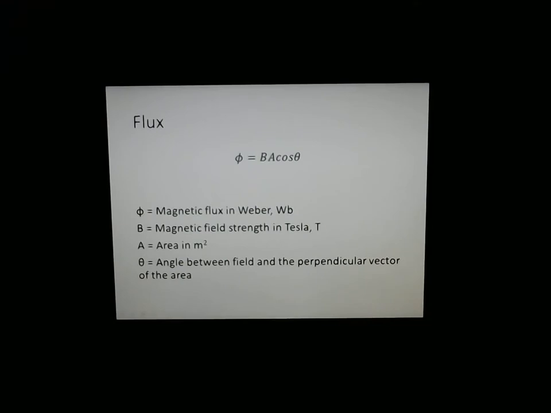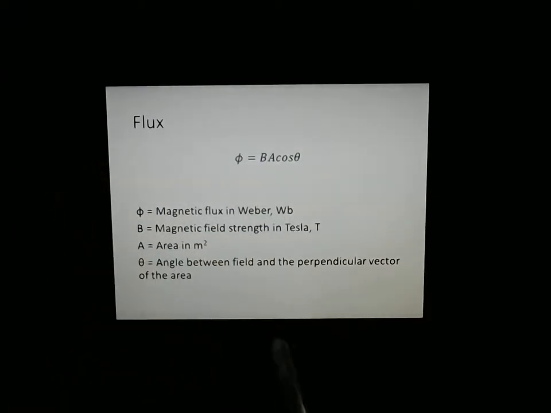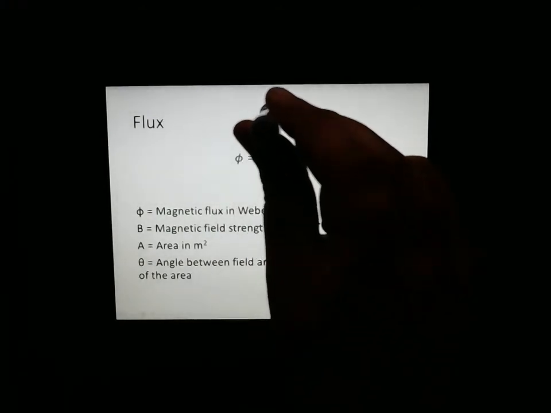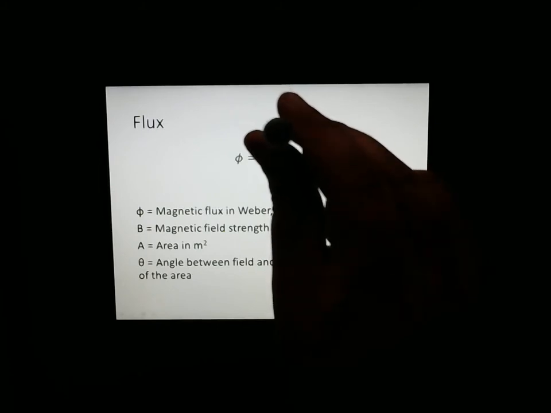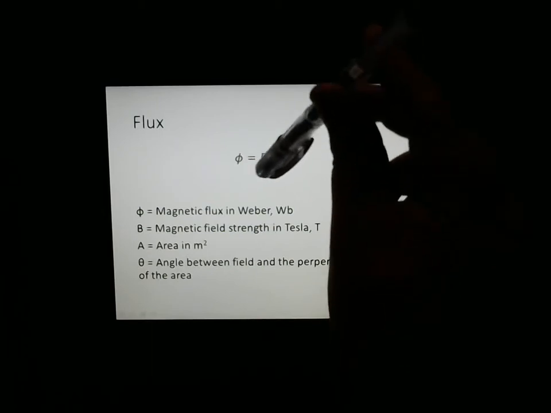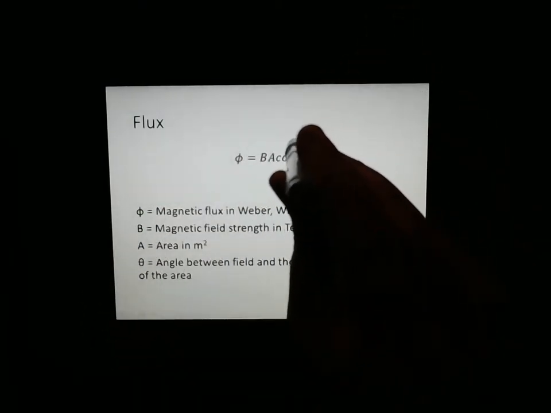Theta is the angle between the field and the perpendicular vector of the area. Now, what this means is if we imagine an area, like this screen here is an area, the perpendicular vector is the thing that is perpendicular to the whole area, so coming out at right angles. If I move it up towards the camera there, you can see it's coming out at an angle, still not perpendicular. What we mean is it's coming straight out.